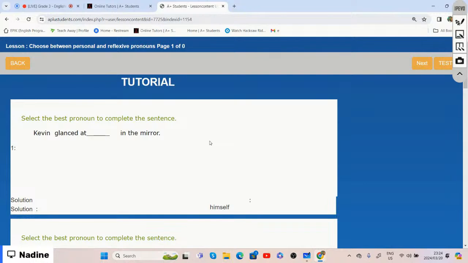Guys, there is a question on the board. Not a question, but it's like a little activity. We need to select the best pronoun, whether it's reflexive or personal pronoun, to complete the sentence. Kevin, who is a boy, glanced at in the mirror. Are we going to say he glanced at himself or he glanced at him in the mirror? What are we going to choose? And remember, if it refers back to Kevin, then we need to use a reflexive pronoun.